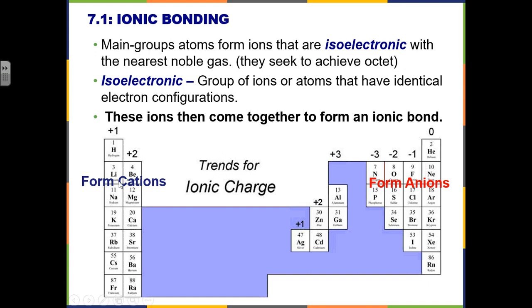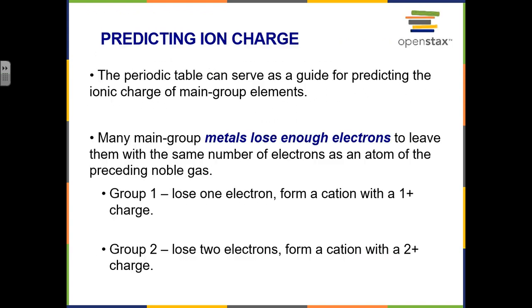Any element in this first column is going to go through a process where they lose an electron. And that goes further here into the second column. They'll lose 2. Here they'll lose 3. Here they'll gain 3. They'll gain 2 here. They'll gain 1 there. And all with the goal to achieve octet. And in most cases, they will come together to form an ionic bond.